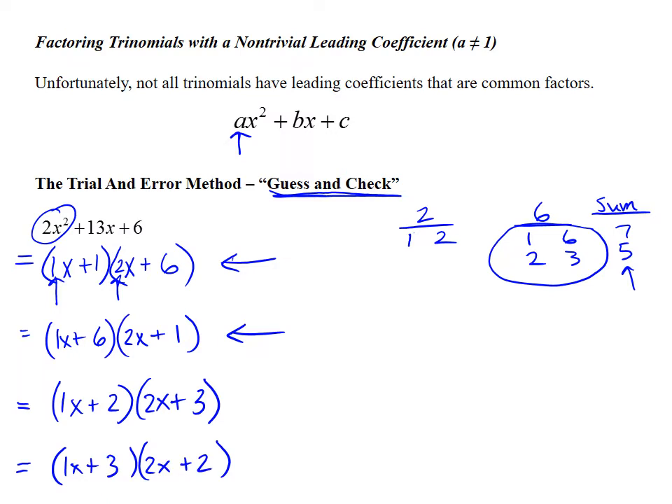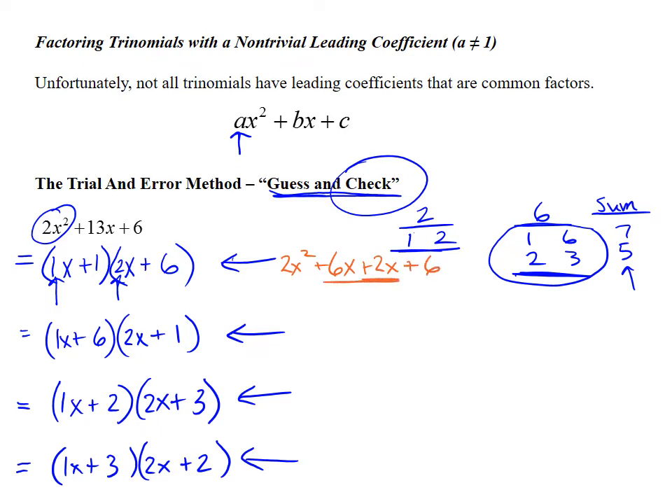This is the trial part. We are putting in multiple ways of factoring 2 and factoring 6. The check or the error part comes in terms of multiplying it out to see which one actually achieves the trinomial we started with. So to do a check, remember, we multiply things out. So 1x times 2x is 2x squared. Outside terms would be 6x. Inside terms in this first example would be 2x. Last terms would be 6. When we add up the middle terms, we get 8x, which is not that 13x. So this check didn't work.